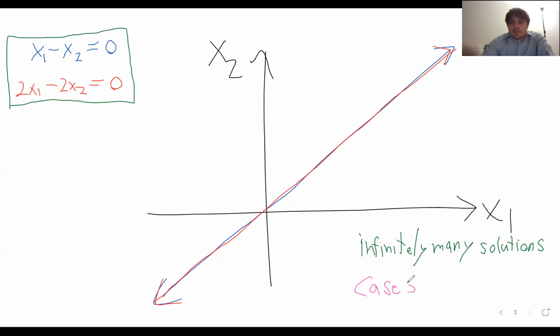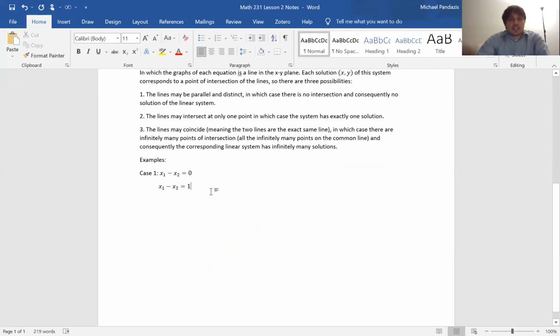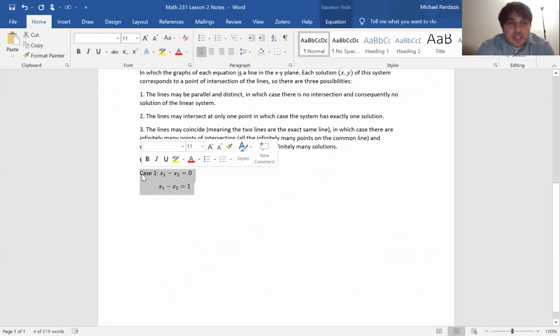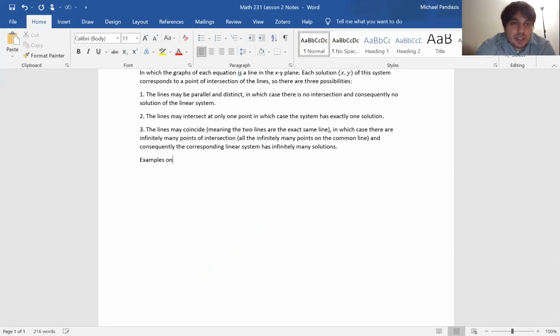Okay, so I was asked to give examples of each, so I just did, right? Does that help? These are examples for each of the 3 cases in this thing here. So the examples are on the whiteboard, examples of each of the 3 cases.